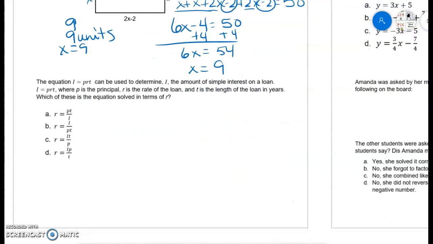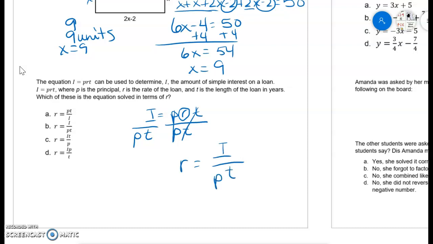This next one is a literal equation. So we have I equals PRT, and we're solving for R. So P and T are being multiplied by R, so the inverse is to divide. And when we do that, we get R equals I over PT, which was letter B.